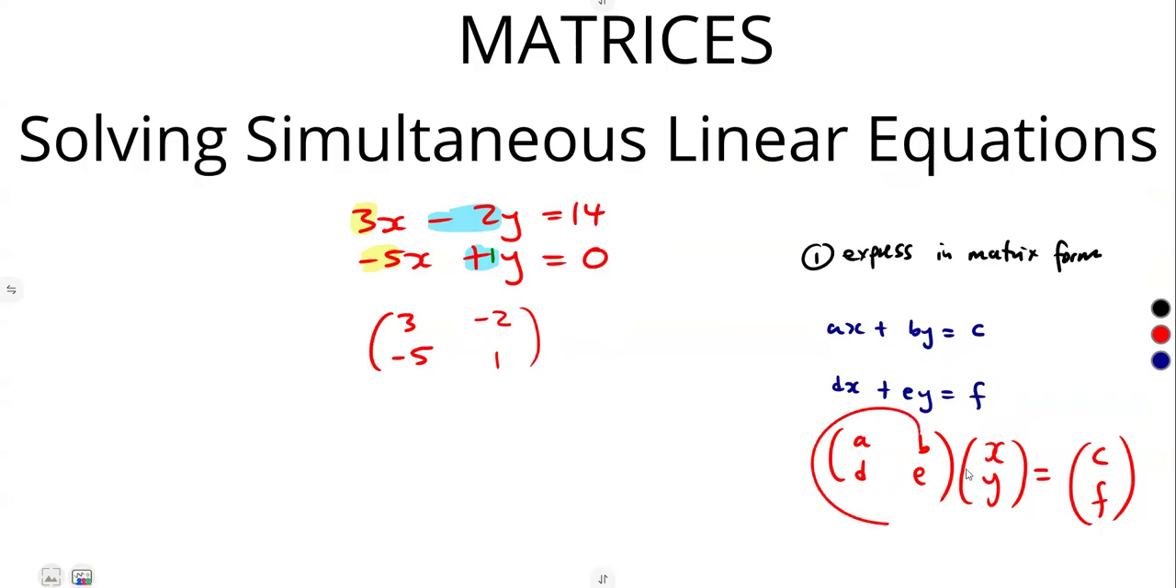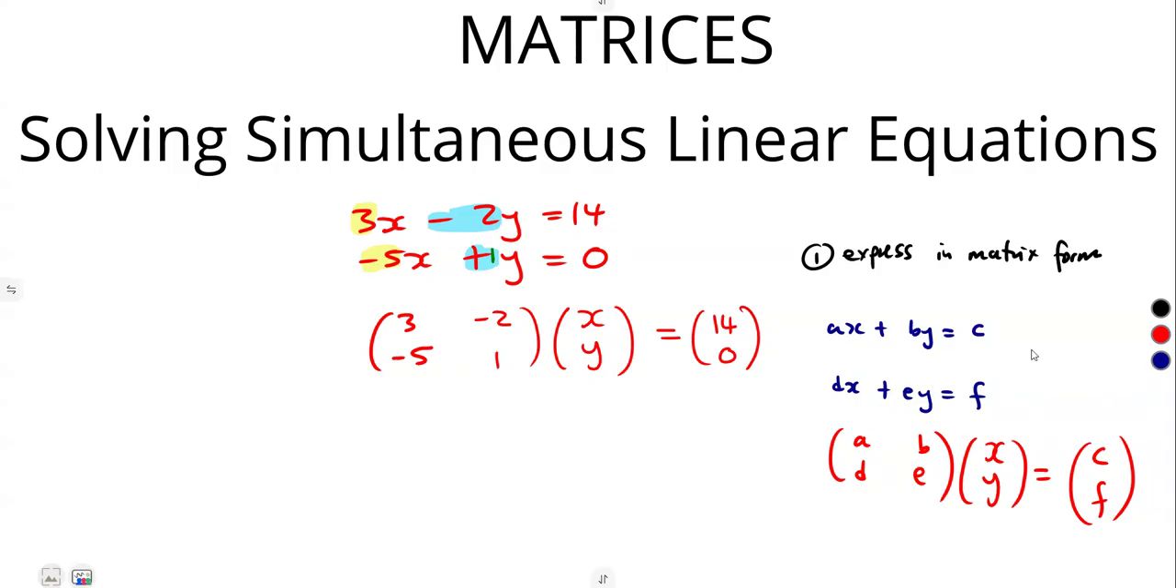So this is from the coefficients of these variables. Then you take those variables, x and y, as a column. Then that's equal to 14, 0, just like c and f here: 14 and 0 as a column.